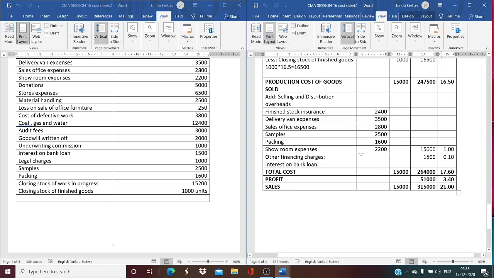Now, when we add these items to the production cost, we get the total cost. So the total cost is 2,64,000 and the number of units 15,000. So 2,64,000 divided by 15,000 is 17.60. Sales figure is given. Sales is 15,000 units and the value is 3,15,000. Per unit is 21. Now, sales minus total cost will give you the profit. 3,15,000 minus 2,64,000 is 51,000. 51,000 divided by the number of units 15,000 is 3.40.